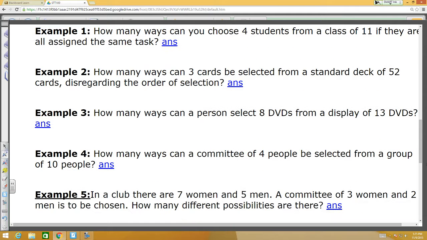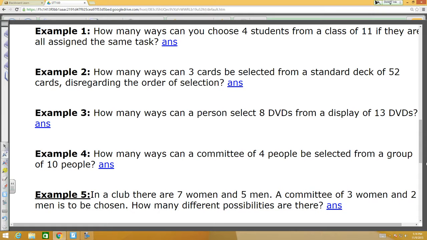Now let us look at questions. So how does the question tell you if it's permutation or combination? It's not going to tell you. You have to tell. If they assign the same task, it means the order in which they are selected is not important. So that means it's 11C4.